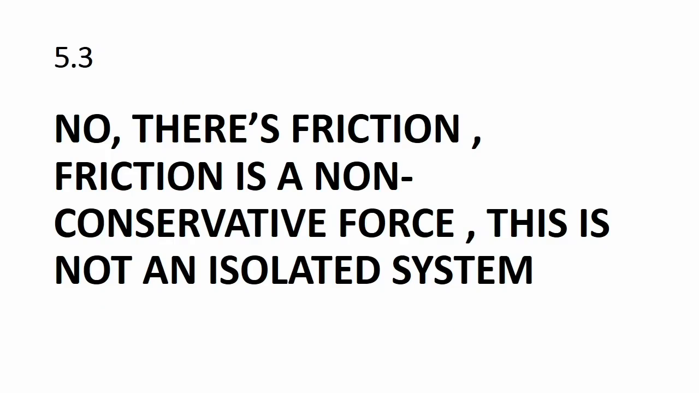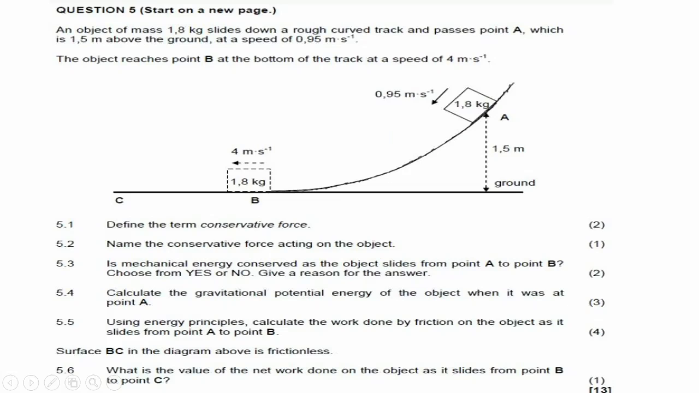This means this is not an isolated system. As we can see here, we've been told that this slides down a rough curved track, right? So when there is friction involved, that means mechanical energy is not conserved. Remember, with mechanical energy, it has to be an isolated system, meaning there has to be no loss of energy.